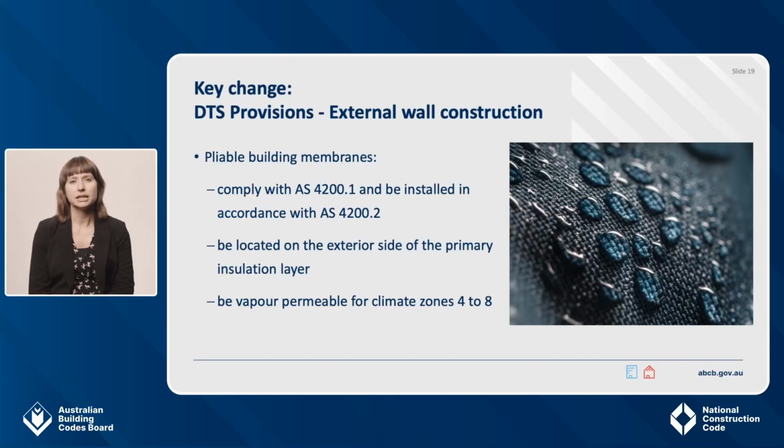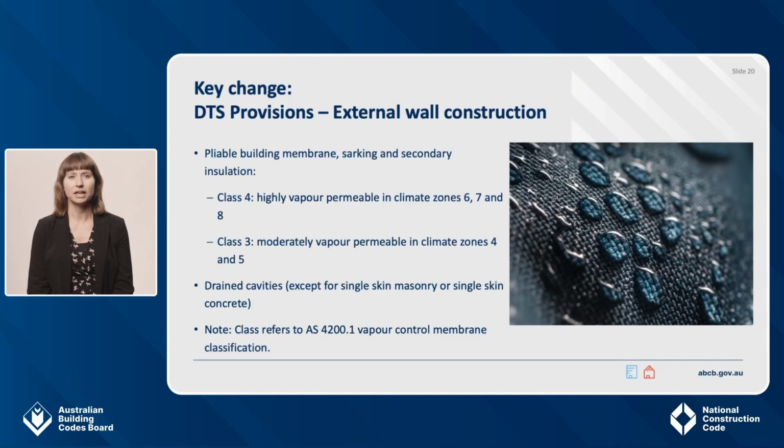So for NCC 2019, where a pliable building membrane was installed, it needed to comply with Australian Standard 4200 Part 1 and be installed in accordance with Australian Standard 4200 Part 2. There were also requirements for pliable building membranes to be vapour permeable for climate zones 4 to 8 and for it to be located on the exterior side of the primary insulation layer of walls. A pliable building membrane is defined in the NCC as a water barrier as classified by Australian and New Zealand Standard 4200 Part 1. For NCC 2019, there were no permeability requirements for other materials that form the external envelope of a building.